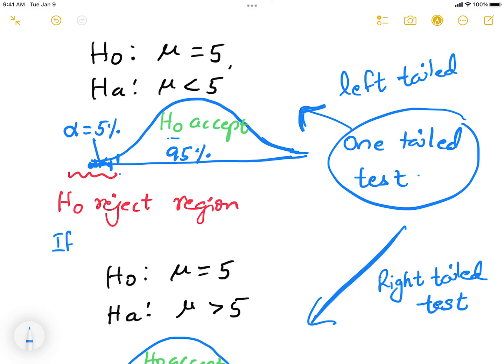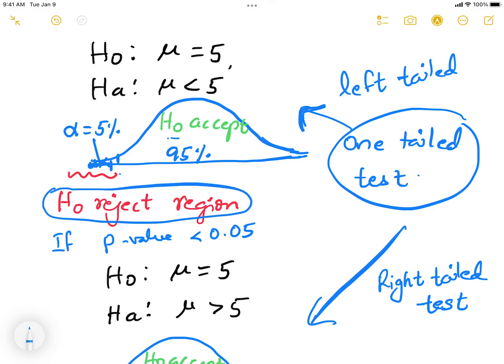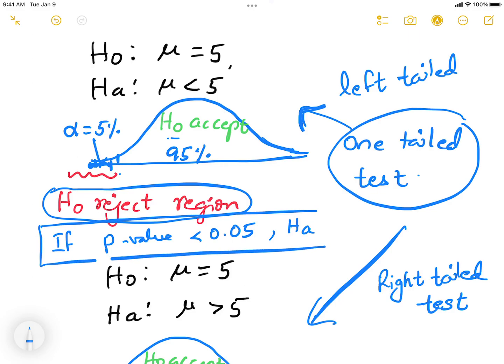If the p-value, whatever value we get after getting the statistic, is less than 0.05, then we are in the reject null hypothesis region. That means that we are going to accept the alternate hypothesis. So this is a very important concept. When do you reject the null? When the p-value you get from the test statistic is less than the significance level of 0.05.